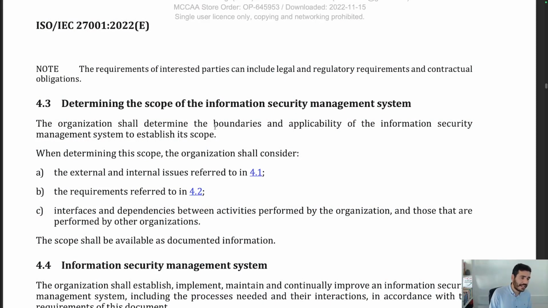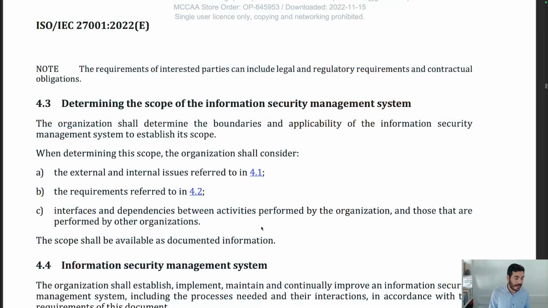And when defining the scope of certification, we have to consider internal and external issues that directly relate to that particular part and aspect of your business. We're going to determine what the interested parties need from your organization when it comes to this particular aspect of your business. And we're also going to consider interfaces and dependencies between activities performed by the organization and those that are performed by other organizations.